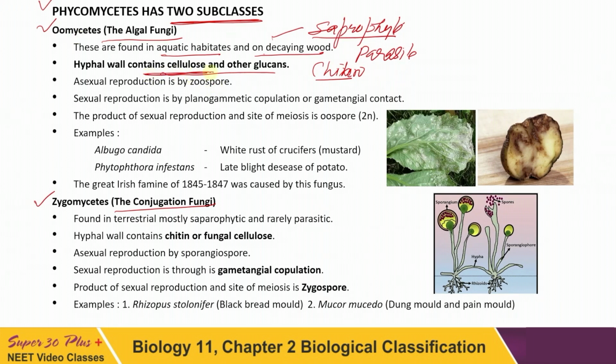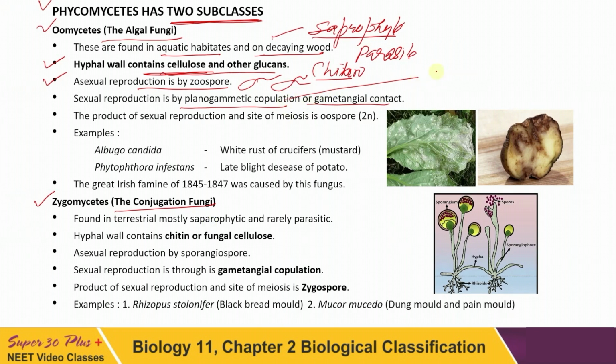Remember it. Asexual reproduction is also a unique feature. Both points are important. It is by zoospores, which are motile structures. Zoospores may have either one flagellum or two flagella, depending on the type of fungi. Sexual reproduction is by planogametic copulation or gametangial contact. A little bit of detail is required here. Not given in NCERT, but you can understand it.